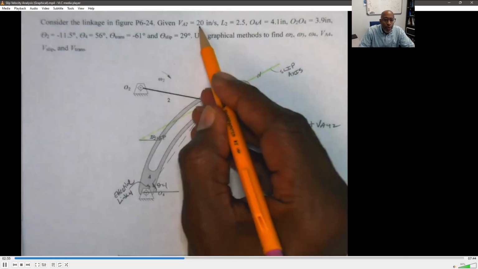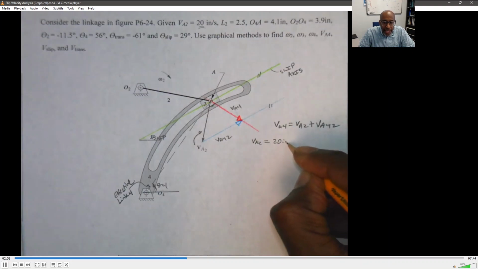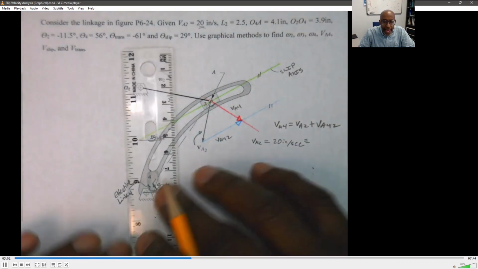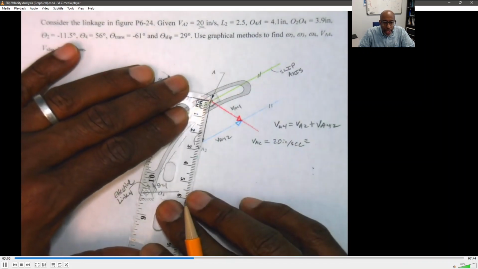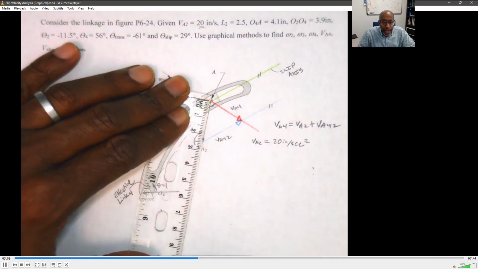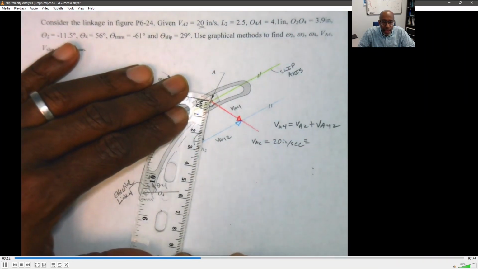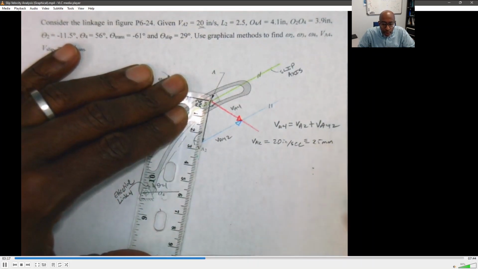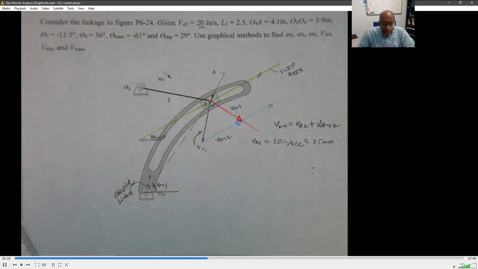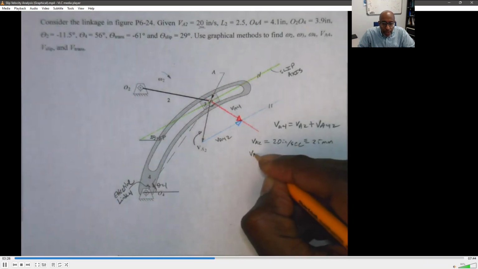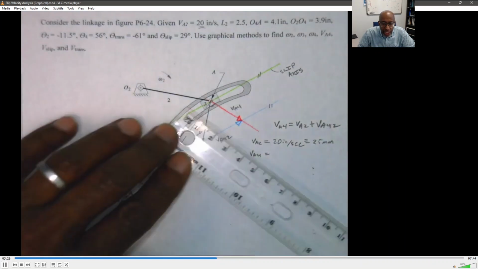So since we are doing a graphical method and VA2 was given to us as 20 inches per second, we can use that to measure, and since it's a known item, we can use it as a ratio to find the other velocities in terms of inches per second. So it's equal to about 25 millimeters here on my protractor. And so what we're saying for this drawing is that 25 millimeters is equal to 20 inches per second.